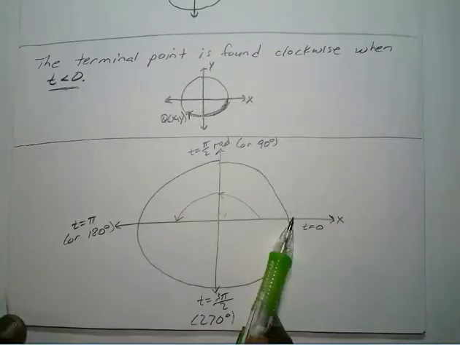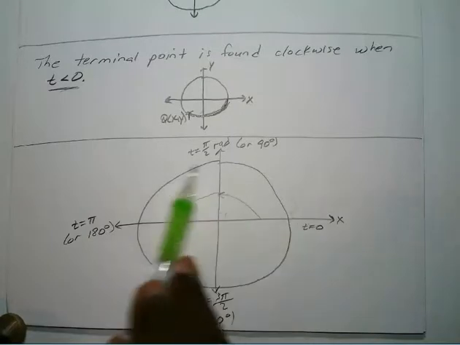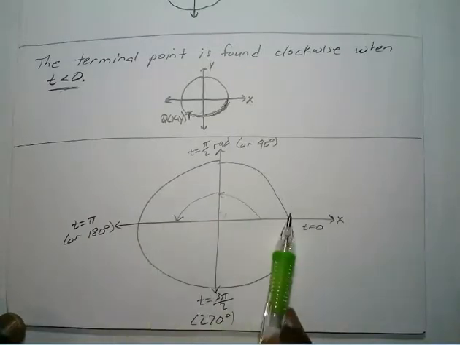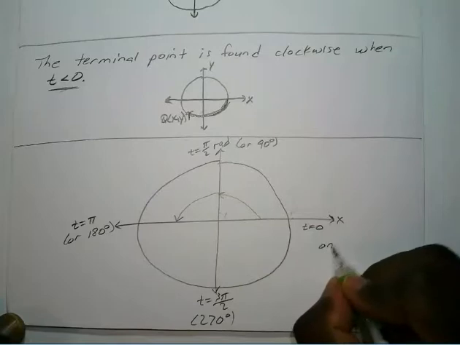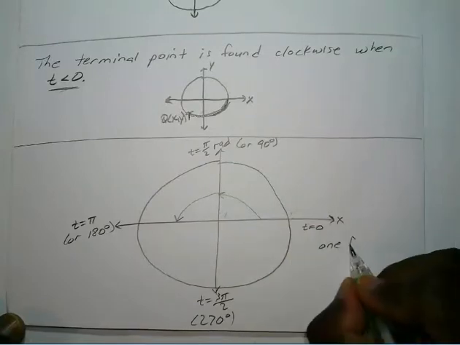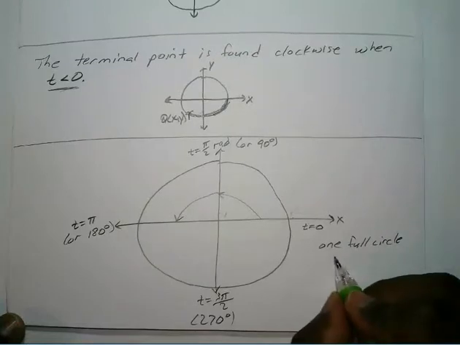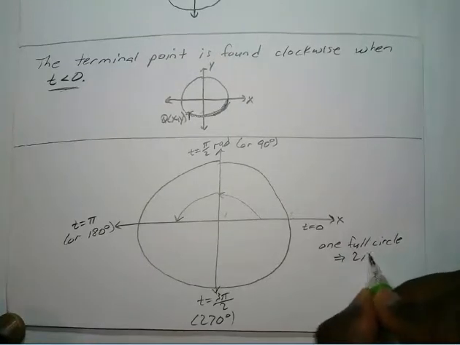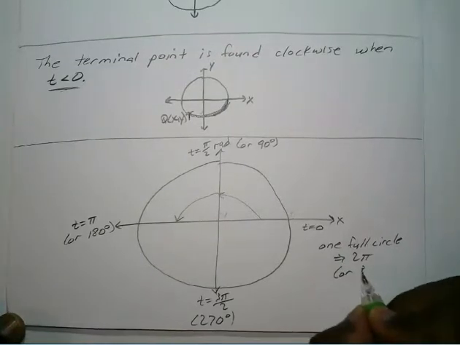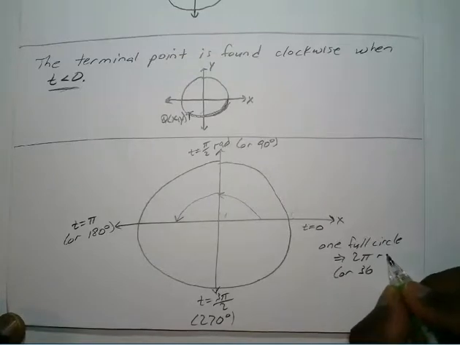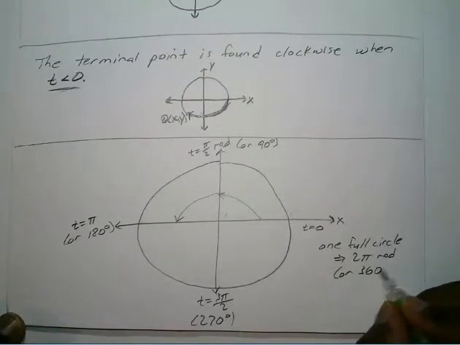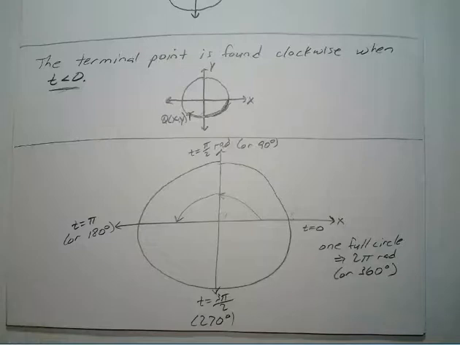All right, so if you start at t equals 0 and you go a complete circle right back to where you started, one full circle is 2 pi radians, or 360 degrees. Okay, so a full circle is 360 degrees.